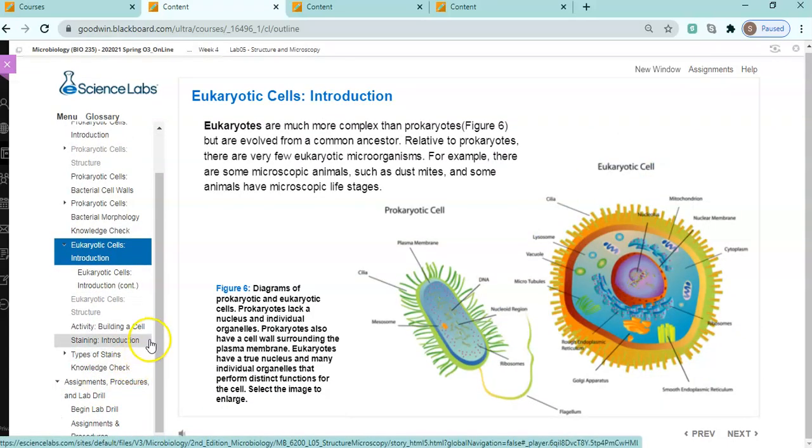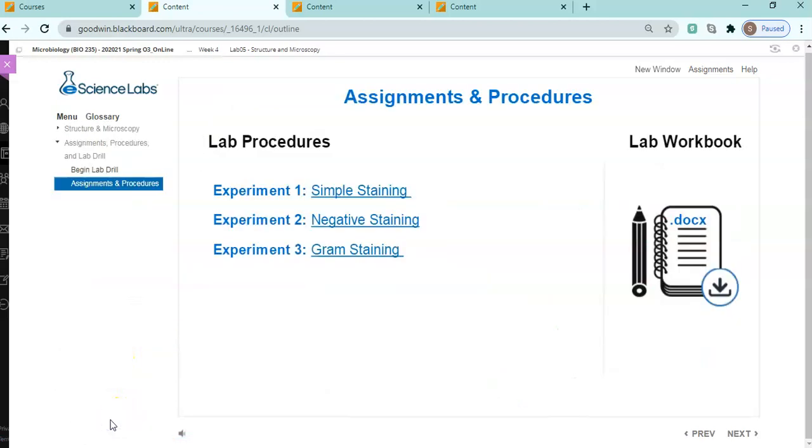With regards to this lab, this particular experiment had 3 different staining procedures. I can't emphasize enough. Make sure that you understand the reagents. So what did you use to perform a simple stain? Crystal violet being the key. What did you use to perform a negative stain?